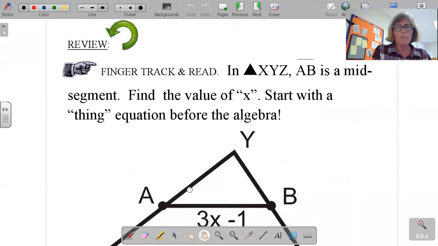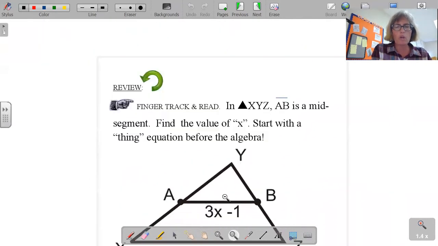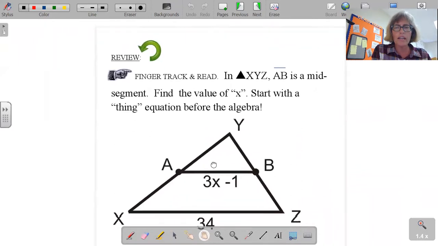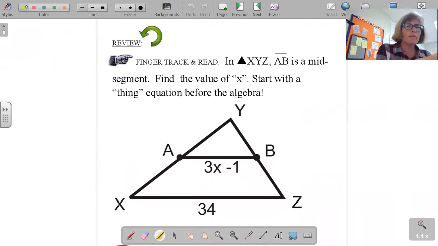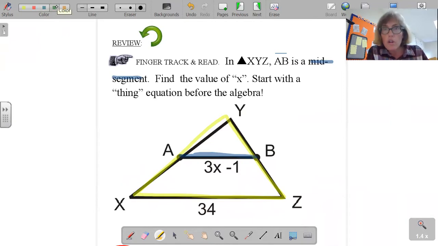Taking a look here, you are told that in this triangle XYZ, AB is a mid-segment. You're going to use that concept to find the value of x. Think before algebra, do this on your own. Restart the video when you're done.